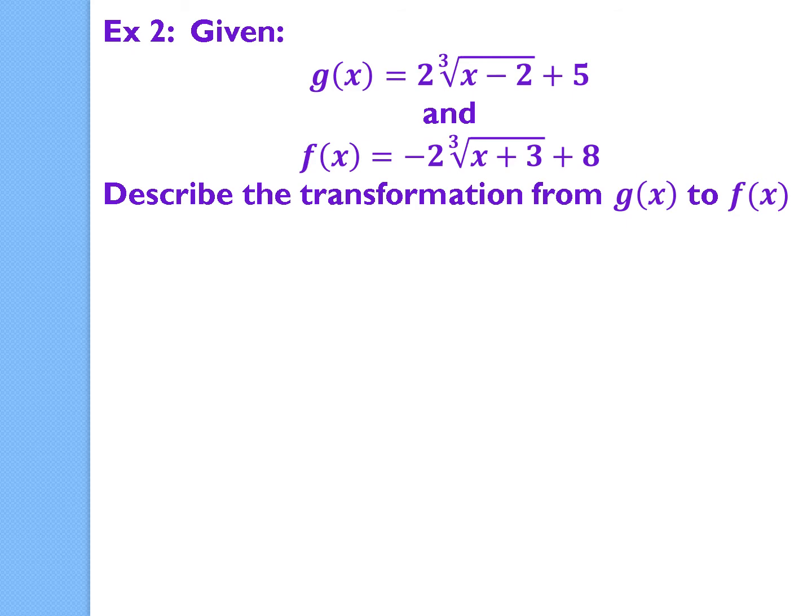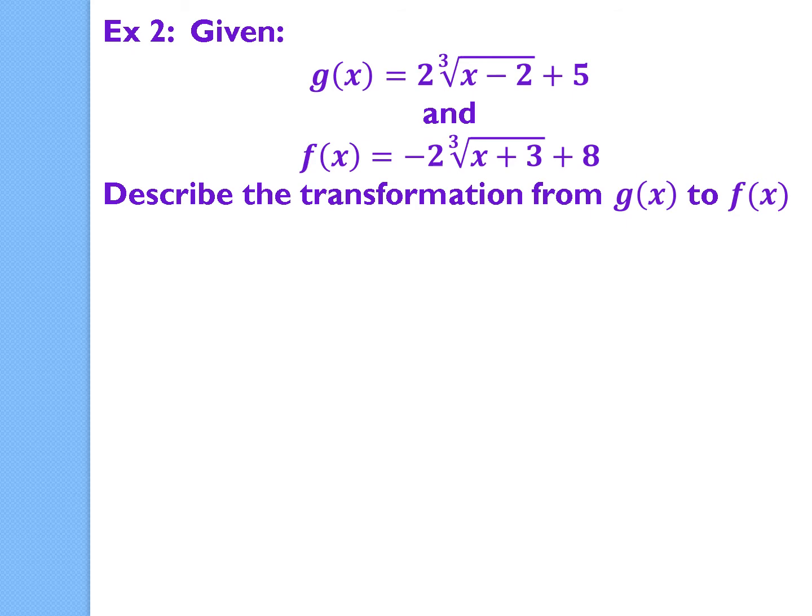Well, if you think about it, the center point for g of x is positive 2, positive 5, and the center point for f of x is negative 3, positive 8. So if I'm at positive 2 and I have to go all the way to negative 3, that's a movement of going left 5.